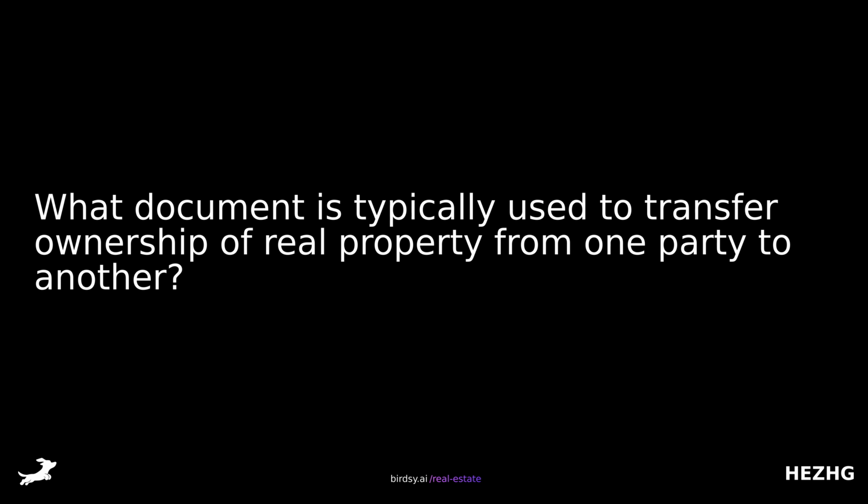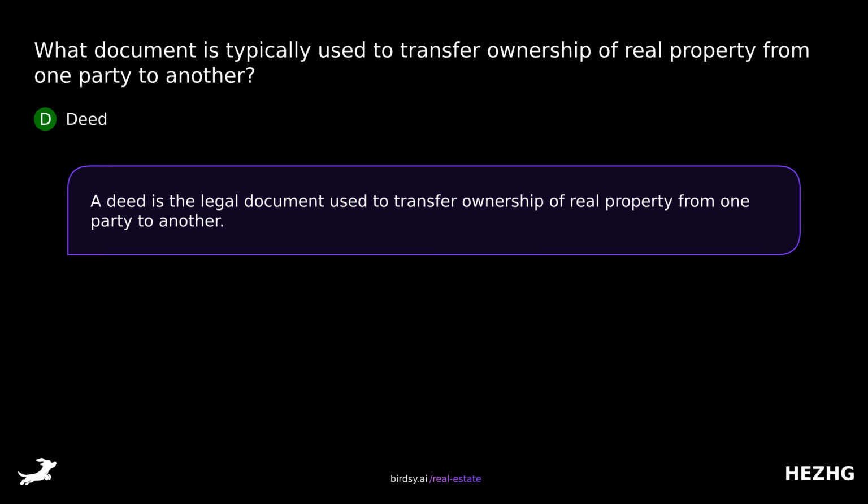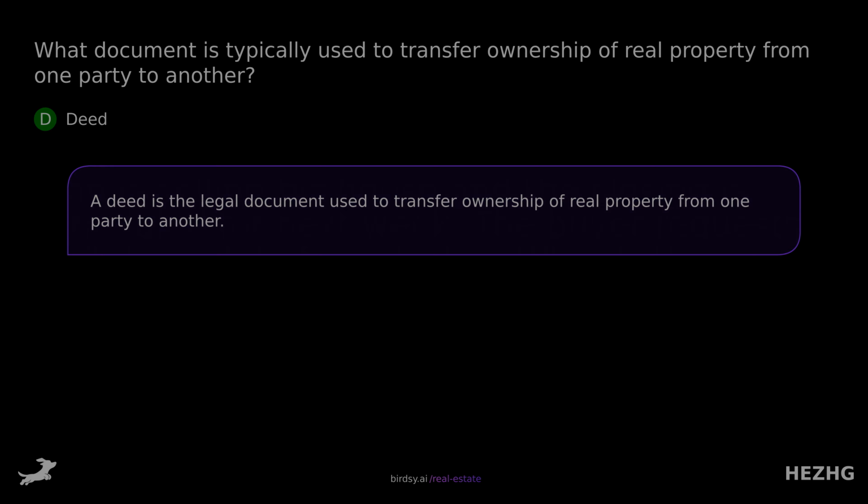What document is typically used to transfer ownership of real property from one party to another? Is it A. Lease agreement, B. Promissory note, C. Mortgage, or D. Deed? The answer is D. Deed. A deed is the legal document used to transfer ownership of real property from one party to another.